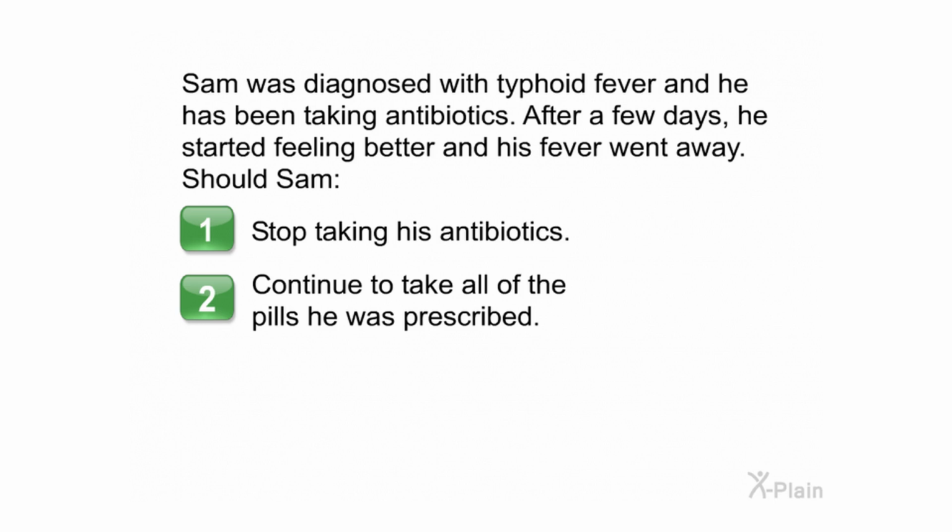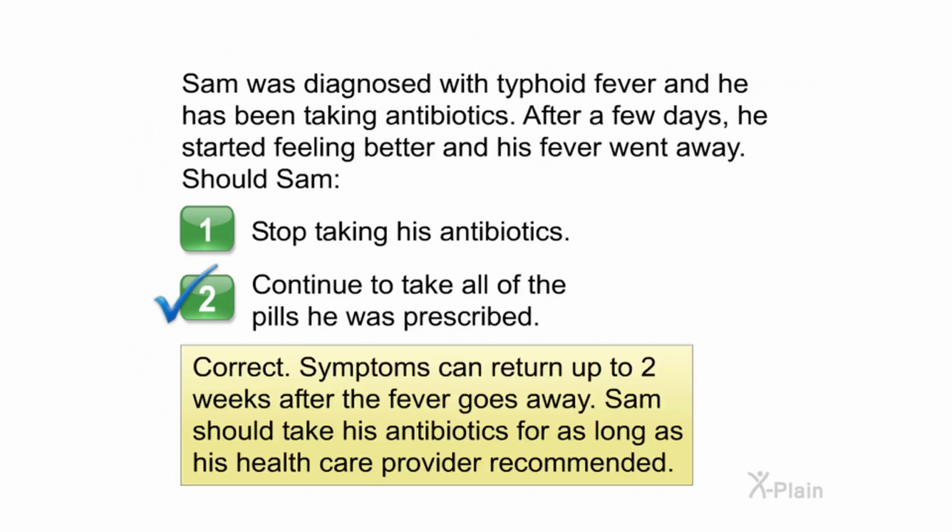Sam was diagnosed with typhoid fever and he has been taking antibiotics. After a few days, he started feeling better and his fever went away. Should Sam choose one of the following options? 1. Stop taking his antibiotics. 2. Continue to take all of the pills he was prescribed. Correct. Symptoms can return up to 2 weeks after the fever goes away. Sam should take his antibiotics for as long as his healthcare provider recommended.